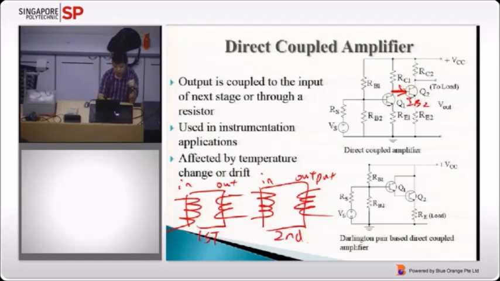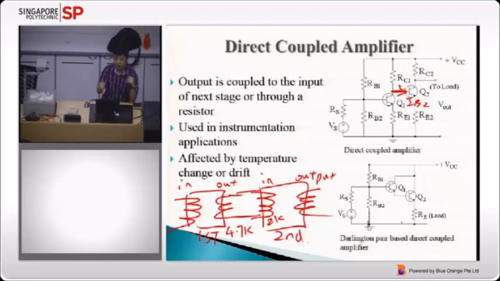Now, this is the output of the first stage and the input of the second stage, because they are direct coupled, meaning they are linked together. Directly linked together. So if, for example, this is 4.7K and this is only 2K, can you see that the impedance is a mismatch? When there's a mismatch, you will have no maximum power transfer, meaning I cannot transfer the full power from the first stage to the second stage. So when there's a mismatch, there is a loss of maximum power transfer.